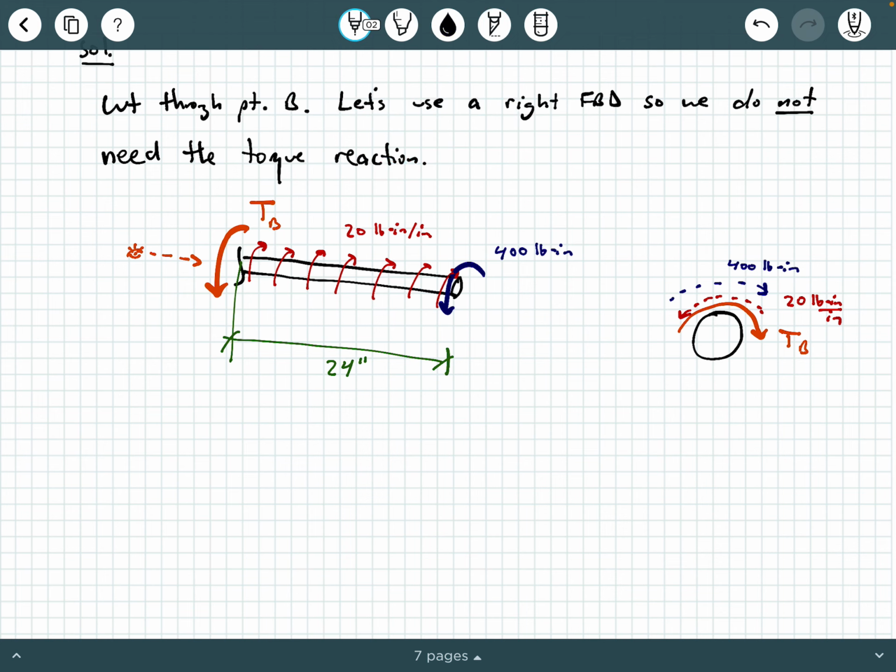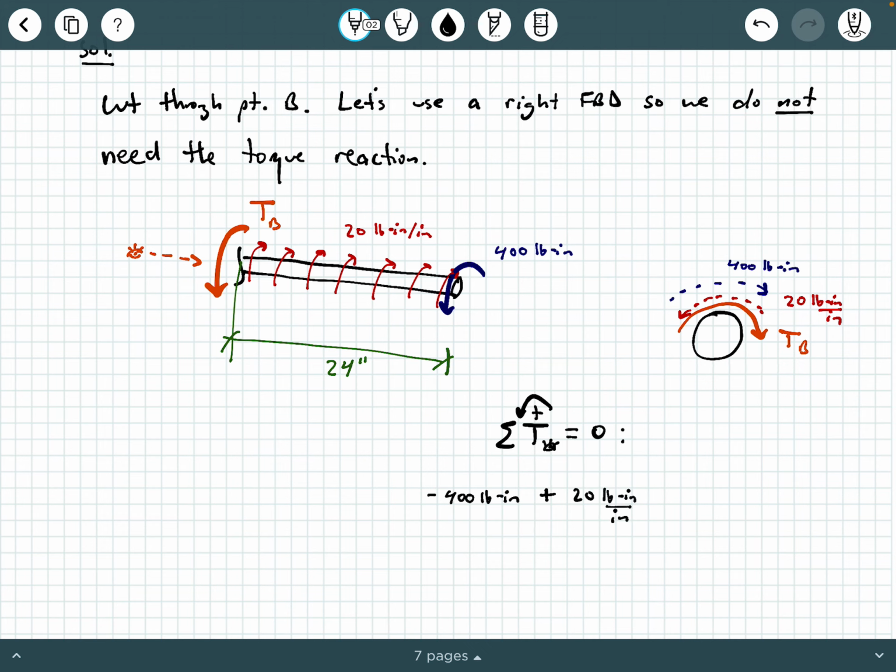So what do we do next? We say sum of the torques equals 0, and I'm going to say counterclockwise positive, and I'm going to do that based on that little viewpoint, this eyeball here. And so looking at this two-dimensional cross-section diagram, all right, I'm going to say negative 400 pound-inches. I'll tell you what, let me write this a little bit better so we can hopefully write it along one line. I'm going to say negative 400 pound-inches, and then I'm going to say plus 20 pound-inches per inch.